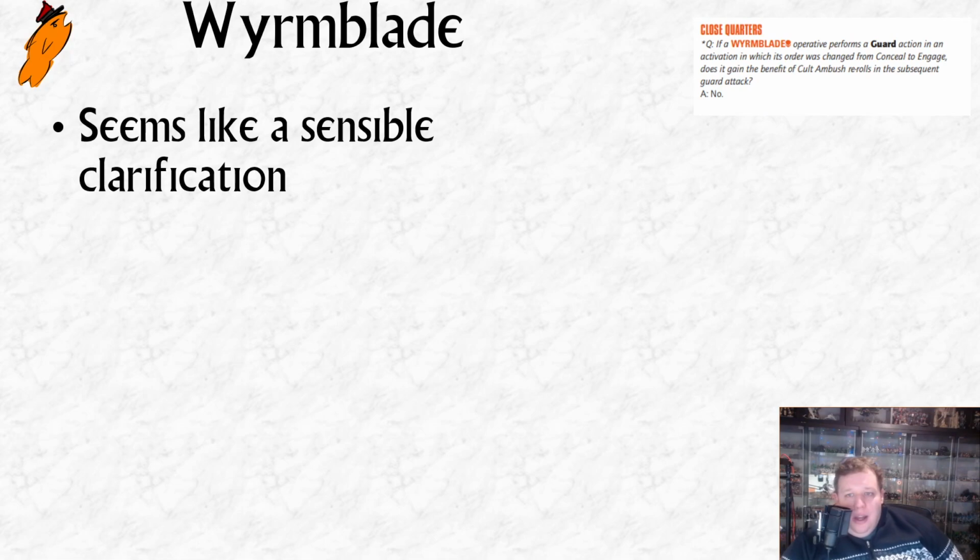Wormblade. If a Wormblade operative performs a guard action in an activation in which its order was changed from conceal to engage, does it gain the benefit of cult ambush rerolls in the subsequent guard attack? So, for those who don't know, Wormblade have a special rule where if you change your order from conceal to engage, your shooting is better, and this is just saying that doesn't carry over to guard attacks. A sensible clarification, because you could have easily read that either way.